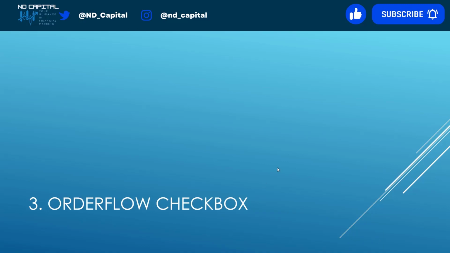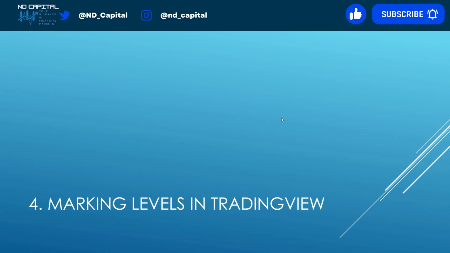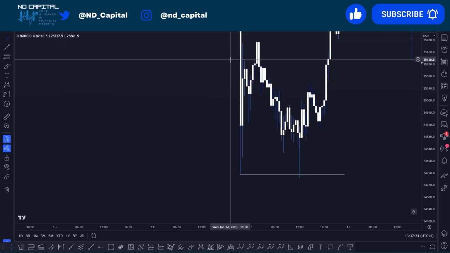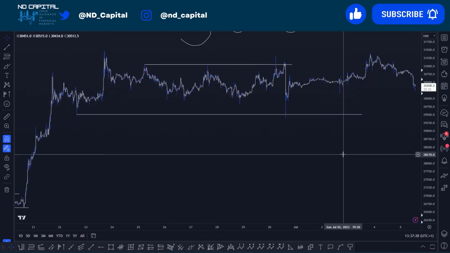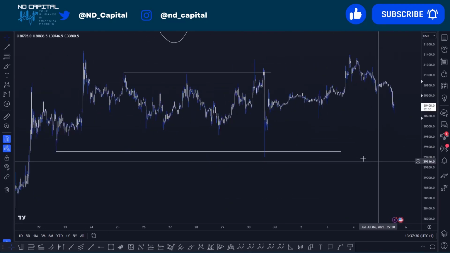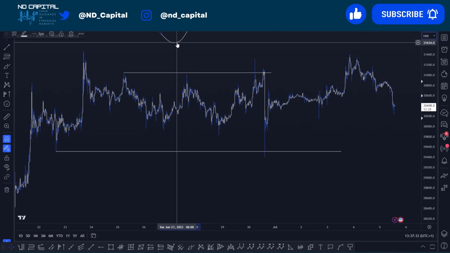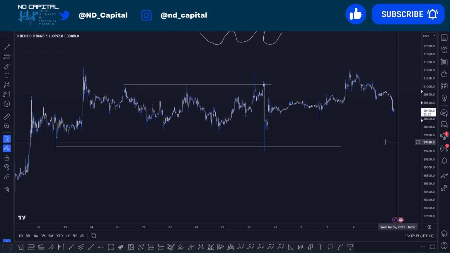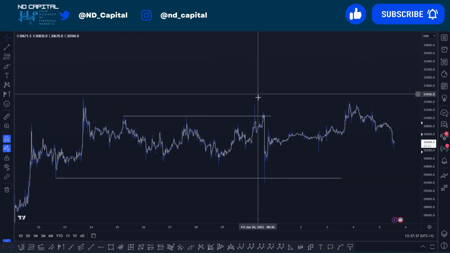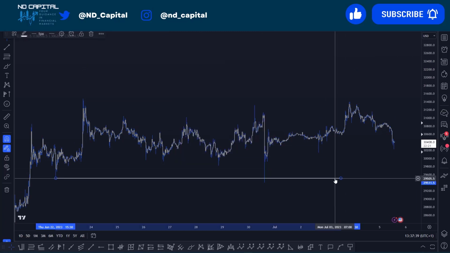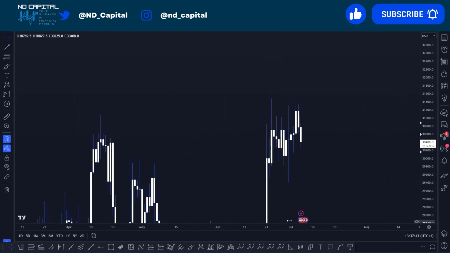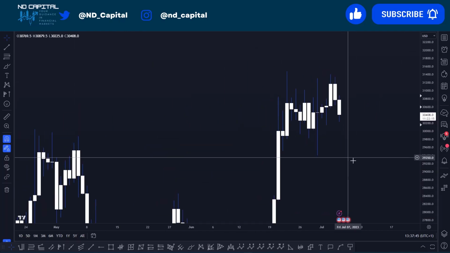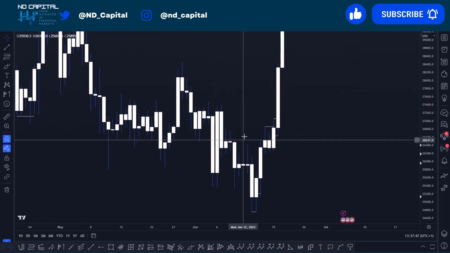Okay, moving forward, marking levels in TradingView. The way I like to mark out my levels in TradingView is first on the 30-minute time frame. That's the first thing. The 30-minute time frame is very good for swing failure patterns. But what I suggest you do as well for good levels is take a look at the daily time frame. The daily levels of liquidity are very good.